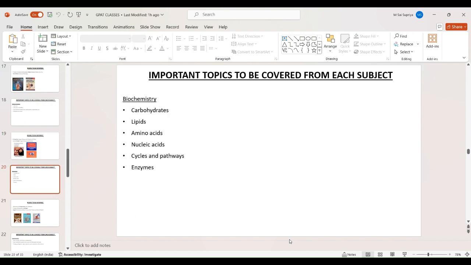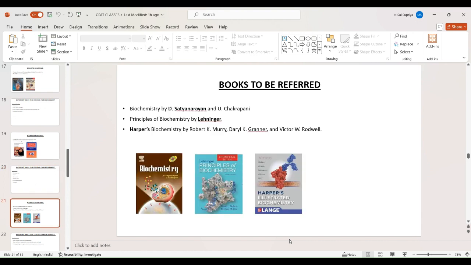Then come to biochemistry: carbohydrates, lipids, amino acids, nucleic acids, everything. DNA, RNA, what is the structure of this, what are nucleotides, what are nucleosides, everything. They may ask anything. Then cycles like glycolysis are very, very important. You all know it, and it's very easy also, right? So they may ask how many ATP molecules are consumed or released in the glycolysis pathway, like that. Then enzymes. Then coming to the books to refer: Satyanarayana, a very good book, Lehninger and Harper's.